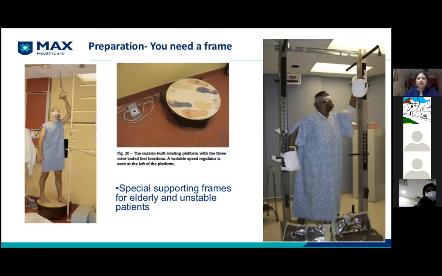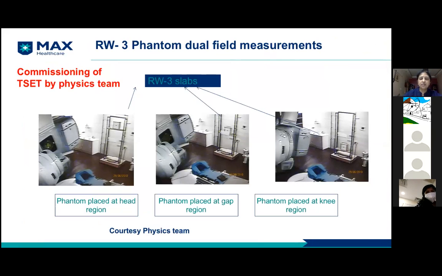Just wanted to share some words about the kind of TSET frames. There are several kinds of frames which are available. There are rotating frames also, where the patient does not have to change the position. You just rotate the frame and the patient gets rotated. It is a good idea that the frame should have some support for the hand, especially for elderly patients. And these are some of the pictures of commissioning of TSET which I wanted to show.